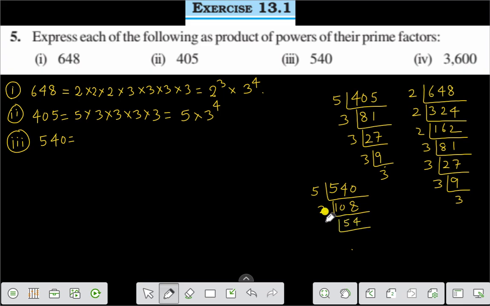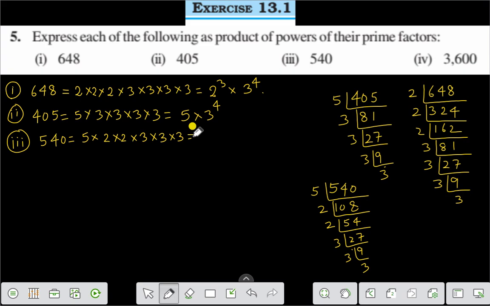2 4s are 8, again divided by 2, that is 2 2s are 4, 2 7s are 14, or you can divide it by 3, 3 9s are 27, and 3 3s are 9, 3 3s are 9. Therefore it can be written as 5 into 2 into 2, 2 into 2 into 3 into 3 into 3, 3 into 3 into 3.